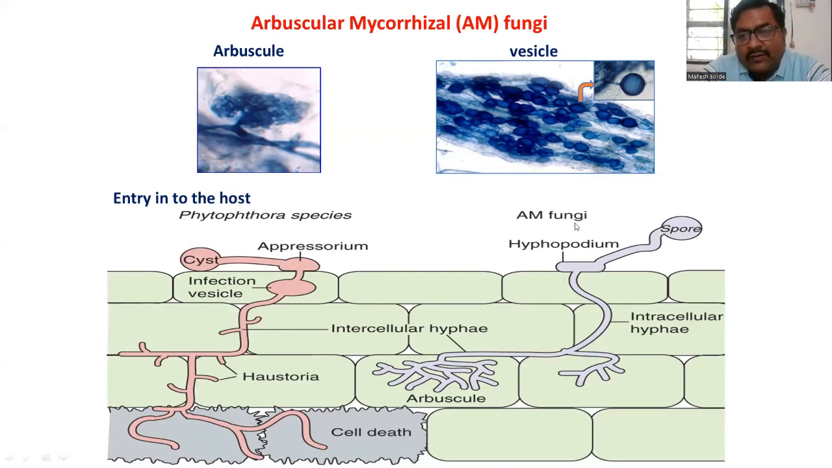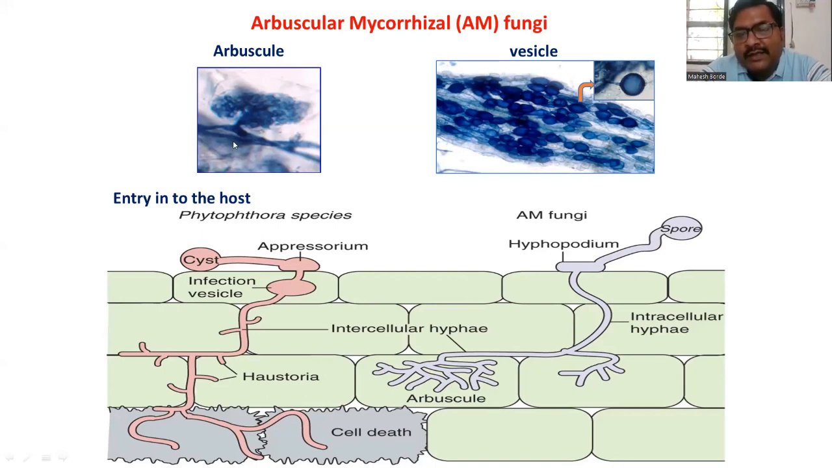Whereas a mycorrhiza generally produces an appressorium-like structure, but it is a hyphopodium. And then their mycelium grows inside the root cell, and it first forms a microscopic tree-like structure, that is the arbuscule.